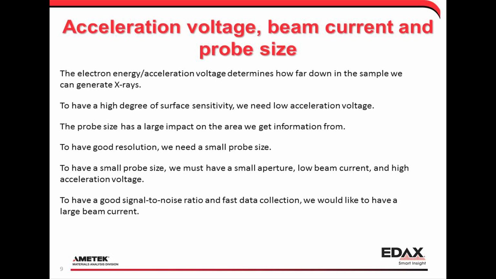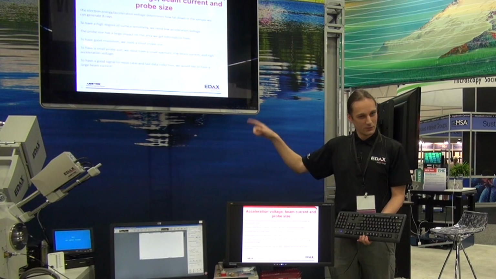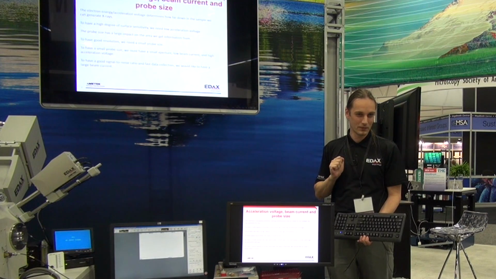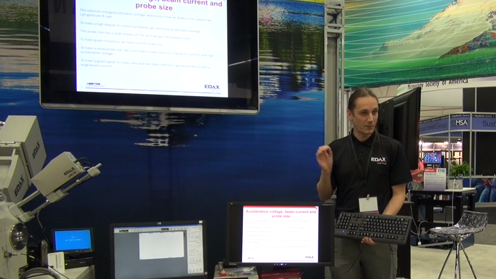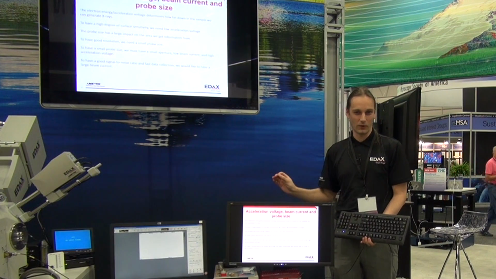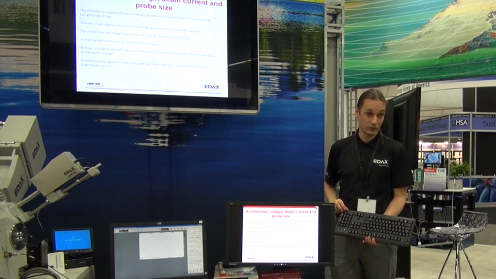Which means if we do this, we'll have very few X-ray counts and we'll be getting them far down into the sample. So for signal to noise ratio and fast data collection on the EDS, we want a large beam current. These don't play well together. We want a low beam current to have good spot size, and we want a large beam current to have good data collection, good statistics.